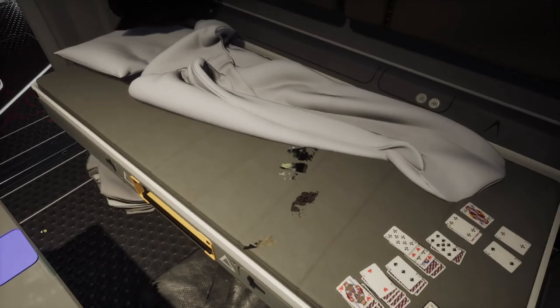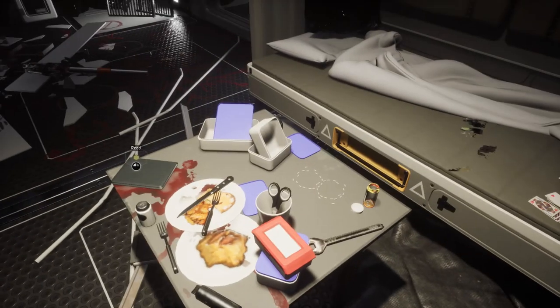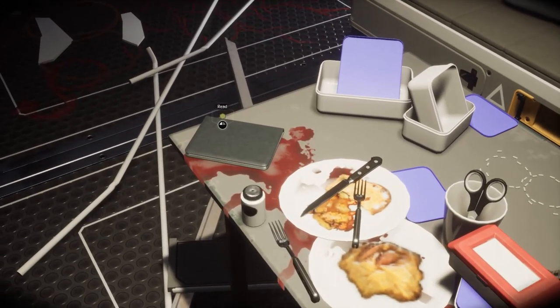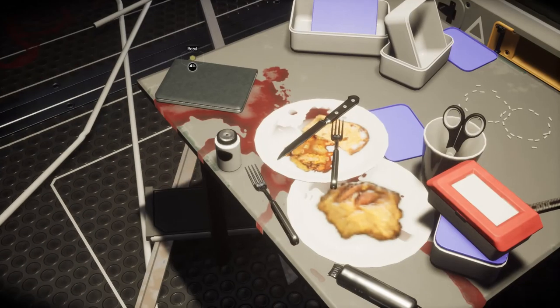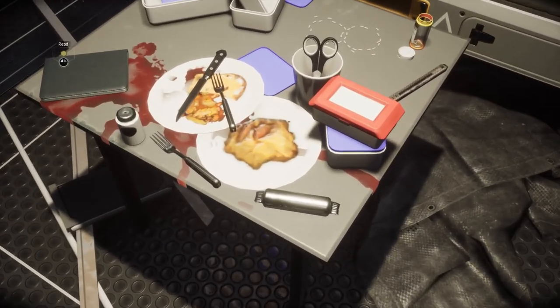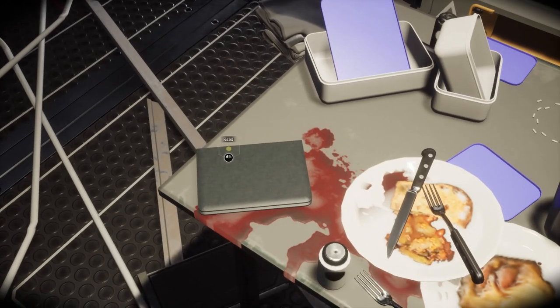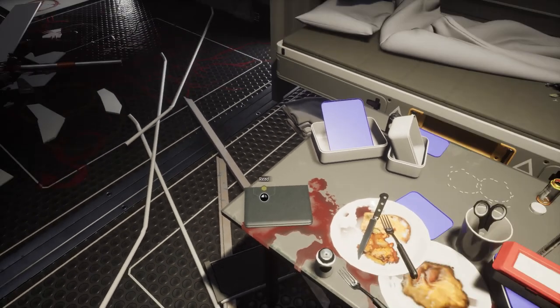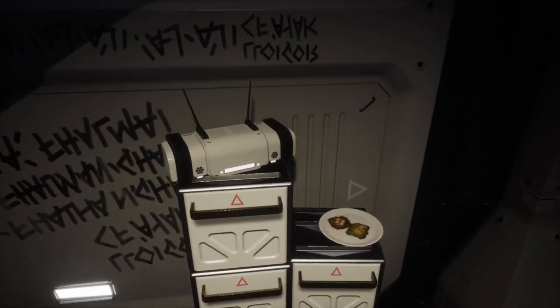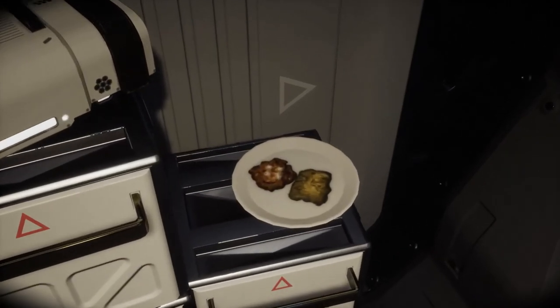Playing cards with himself. Again with that twin circle design. Now, is this blood or ketchup? That's my question. To be honest, the consistency seems to be more like blood than ketchup. But difficult to tell when it's just a flat texture.